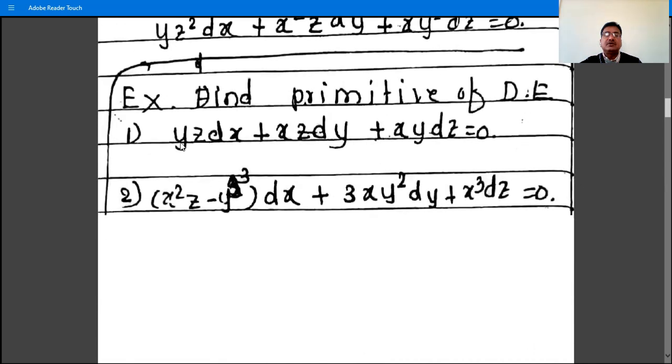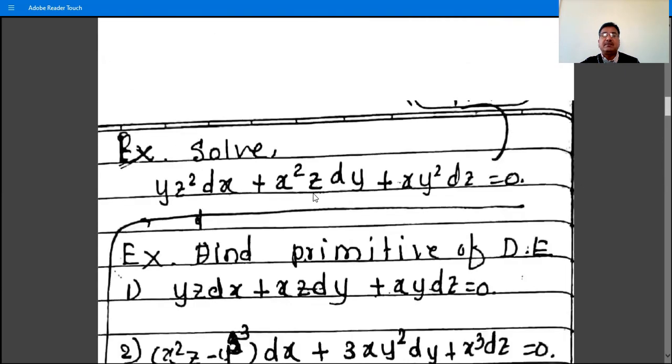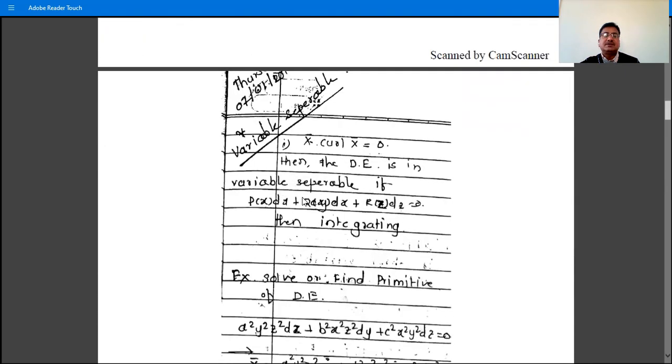In order to solve this, in order to find its general solution, just divide by x into y into z. Then we have 1 by x dx, 1 by y dy, 1 by z dz. First show that the differential equation is integrable. The given Pfaffian differential equation is integrable, and then find its general solution.